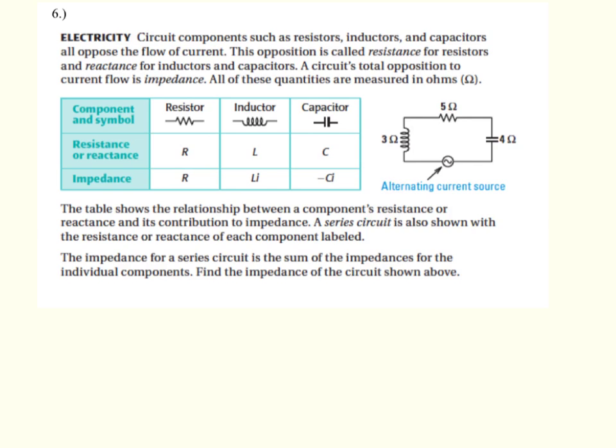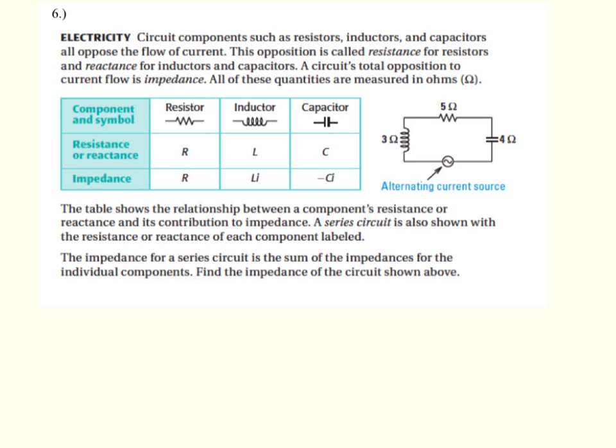Electricity is an excellent example of where imaginary numbers are used in the real world. Circuit components such as resistors, inductors, and capacitors all oppose the flow of current. This opposition is called resistance for resistors and reactance for inductors and capacitors. A circuit's total opposition to current flow is impedance. All of these quantities are measured in ohms.